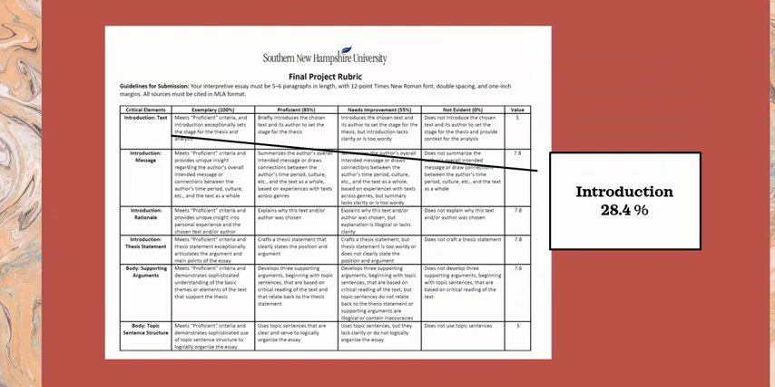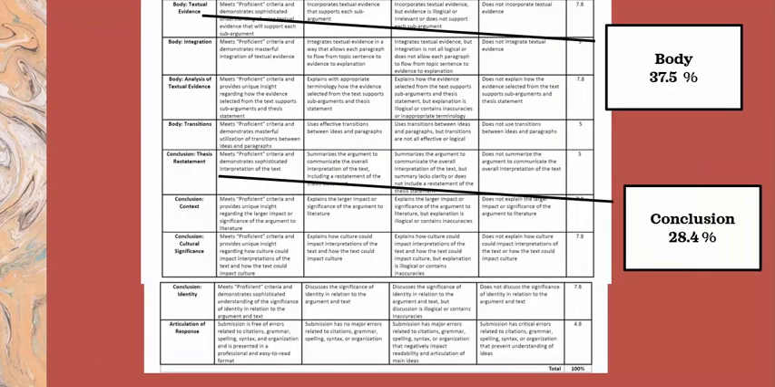We note that the introduction is worth 28.4%, and it includes the text, the message, the rationale, and the thesis statement. As we move to the body, it's worth 37.5, and that should include a topic sentence, evidence, integration, analysis, and transition. And then finally, that conclusion, 28.4, which would include the restatement of the thesis, the context of the story in the overall picture of the theme or the subject in the world, and then cultural significance and identity.